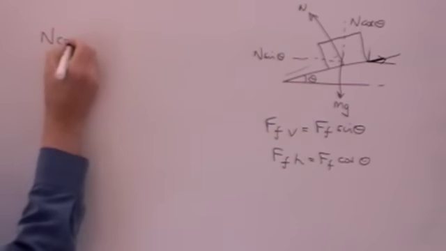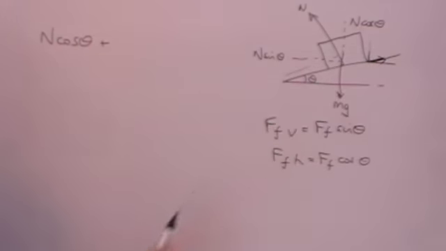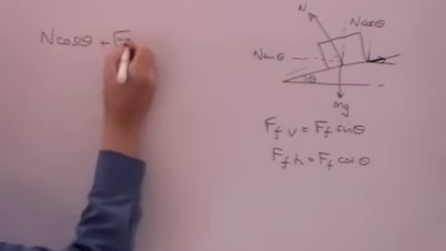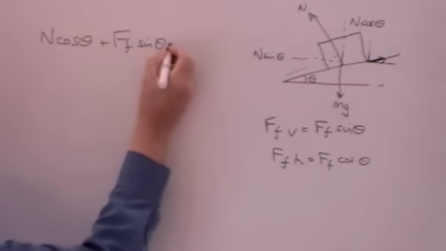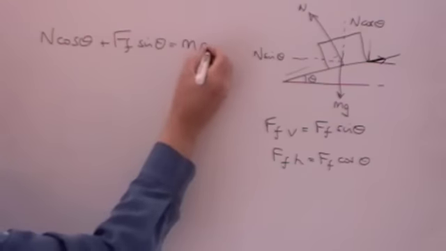Once again, we can balance the forces in the vertical direction because there is no movement in the vertical direction. So now what have we got? We've got N cos theta plus the frictional force vertical component, which now acts in the same direction, and that is Ff sine theta. And that's going to equal the only force now that's acting down, which is mg.